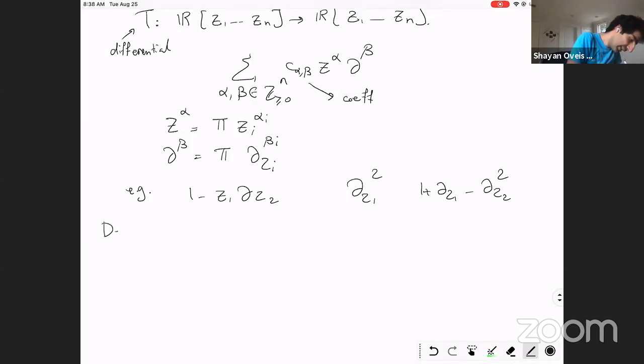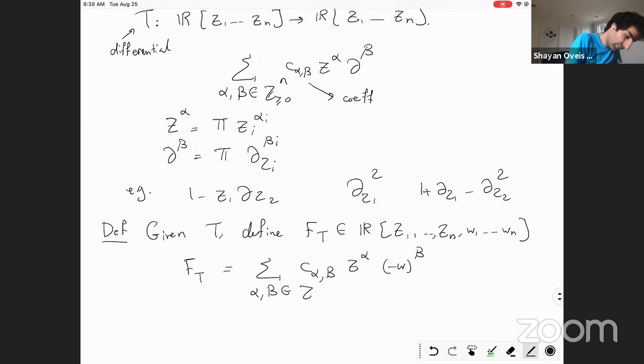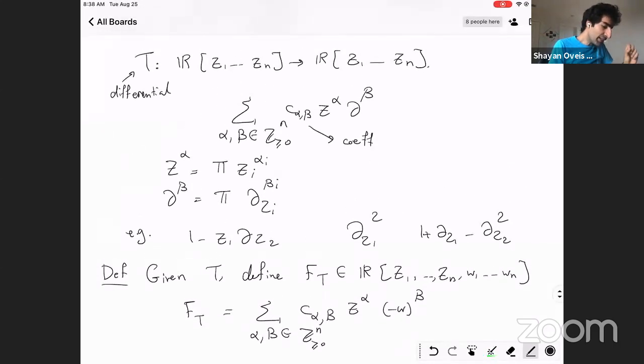Now, given T, I need a definition. Define f of T. So f of T is a polynomial in 2n variables, z1 up to zn, and w1 up to wn. It is defined as follows: f of T is equal to the summation of c of alpha comma beta, z to the alpha, minus w to the beta, where alpha and beta are non-negative integers. So what did I do? Basically, f of T is very similar to T, except that I substitute the differential operators with the negative of this new variable w.